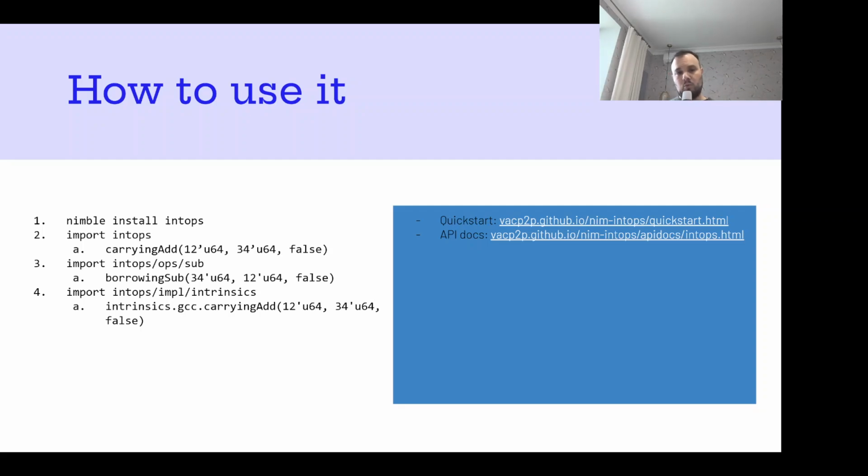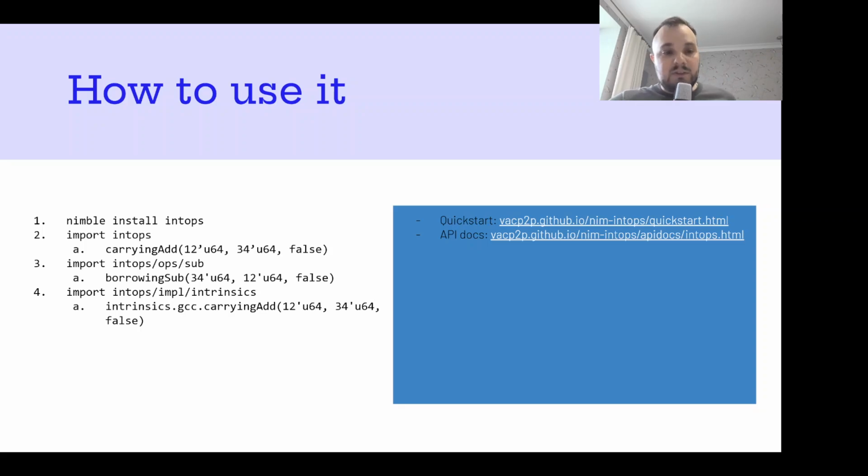So now that we know why you would use intops, how would you use it? It's very simple. First, you install it like any other Nim package. You can either install it with Nimble or you can just add it to your requirements. And then you can simply import it. You import intops and voila, you have all your operations available to you. You can also import just a subset of operations. If you're only interested in subtraction, you would import intops ops sub, and all the subtractions will be available to you.